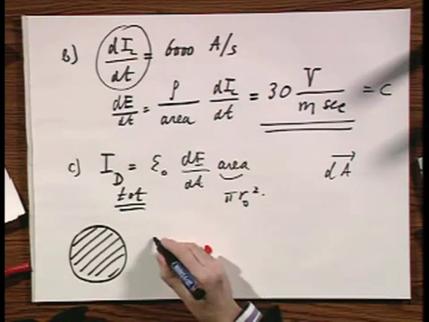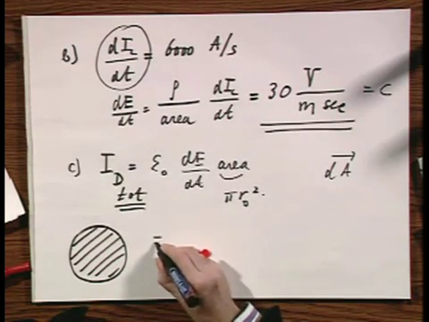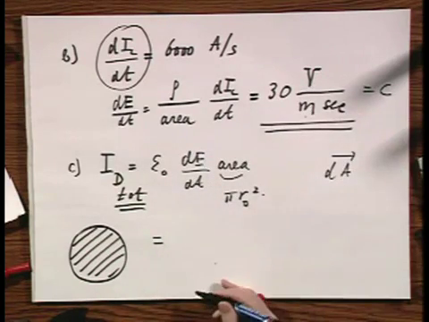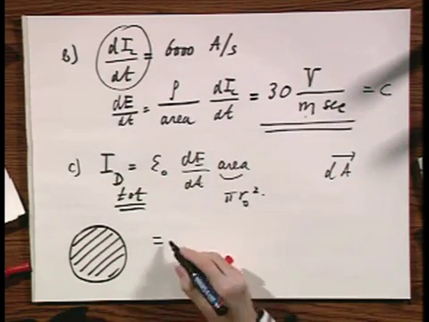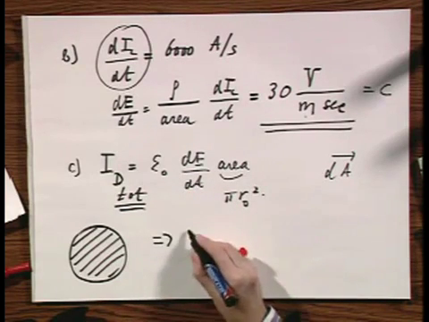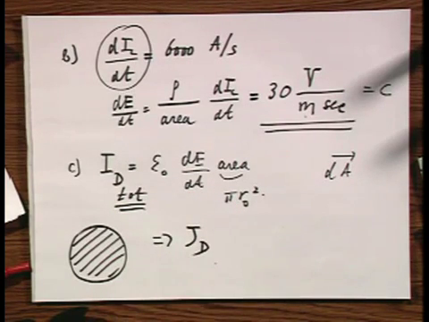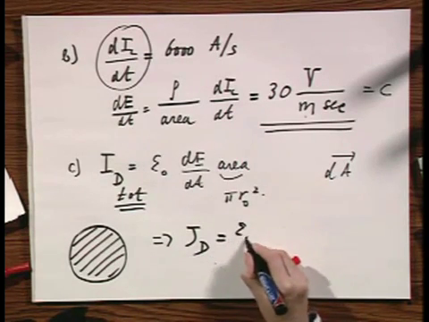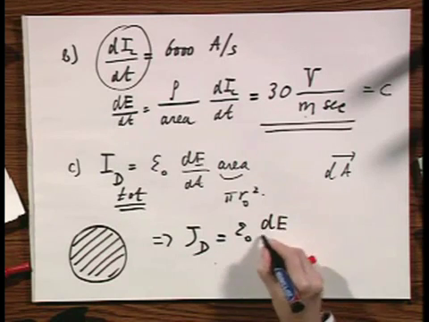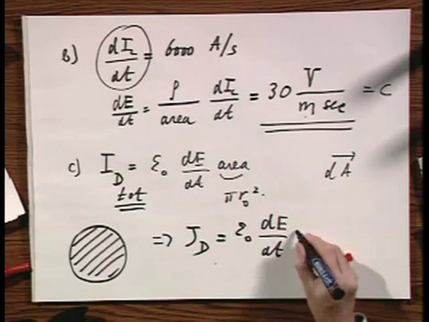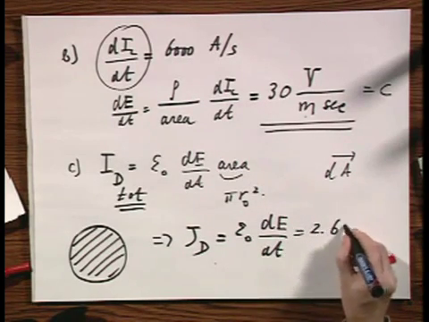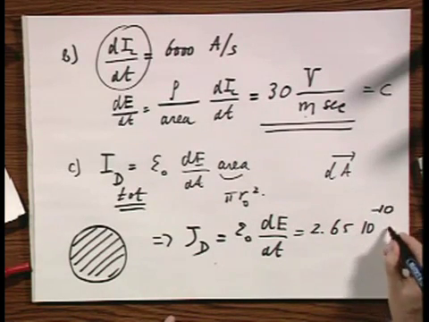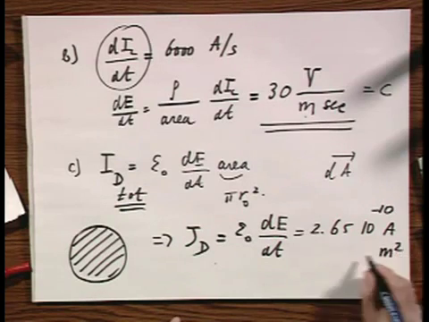And so, you'll find now the dE/dt you calculated is 30 volts per meter per second. So you find a number. If I calculate the displacement current density, then I even lose my area. I get epsilon 0 times dE/dt. And if I did not make a mistake, which I could easily have done, I find 2.65 times 10 to the minus 10 amperes per square meter.